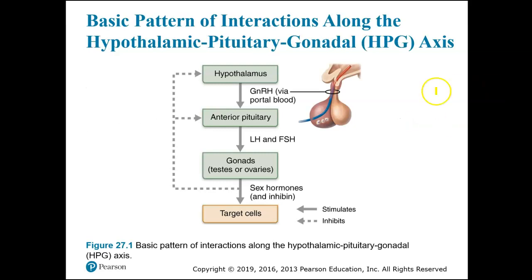And this is kind of how it works. You have the hypothalamus in the brain. Let's say it releases GnRH, which is gonadotropin releasing hormone. That will trigger the anterior pituitary to release LH and FSH. LH is luteinizing hormone. FSH is follicle stimulating hormone. And those will cause the gonads, testes or ovaries, to release sex hormones and inhibin, which will act on target cells.